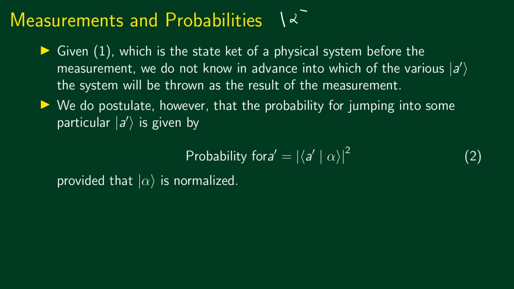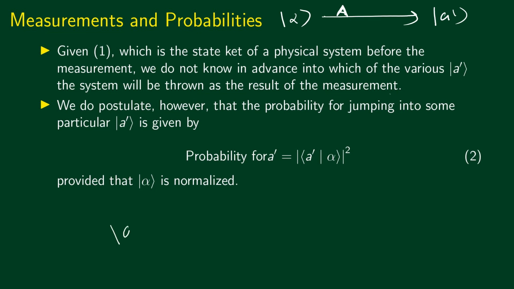Now, given that the state is ket alpha, the physical state is represented by ket alpha, we do not know in advance into which of the various ket A prime the system will be thrown as a result of the measurement. So we said that if you start with an arbitrary state ket alpha and you measure an observable A, it will reduce to one of the eigenkets of this operator.